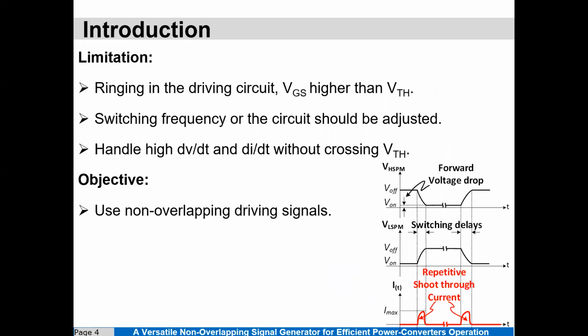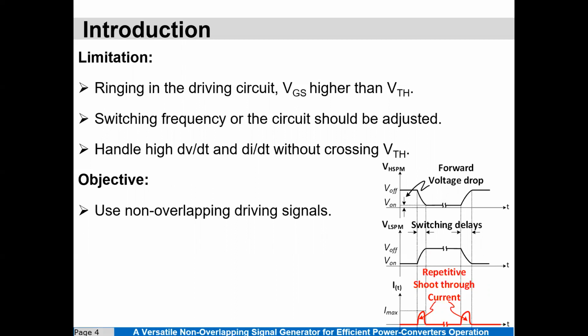Usually shoot-through occurs when one MOSFET turns on before or while the other turns off. Thus, a dead-time circuit is used to provide non-overlapping driving signals. Also, shoot-through can happen as a result of the ringing in the driving circuit that causes V gate-source to go higher than the threshold. In this case, the damping ratio must be adjusted.